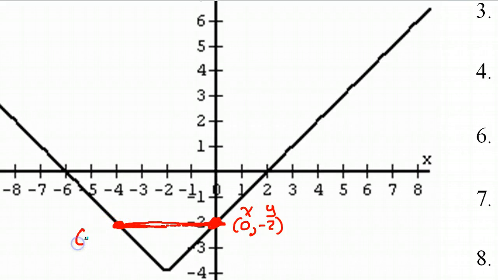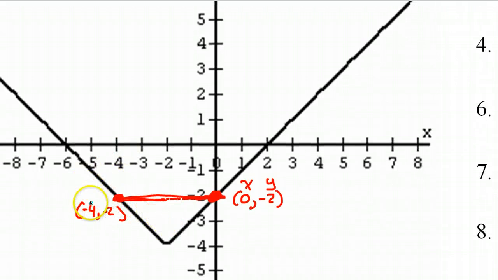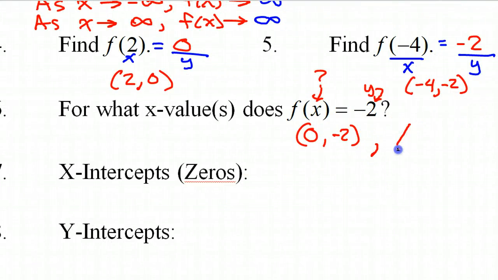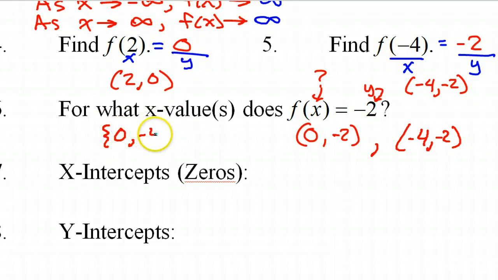This is the point -4, -2, because you see we're over here at -4. So that's another x value that goes with this y value of -2. So we also have -4, -2. If you were just saying the x values, you would say 0 and -4. These are the x values that match up with a y value of -2.